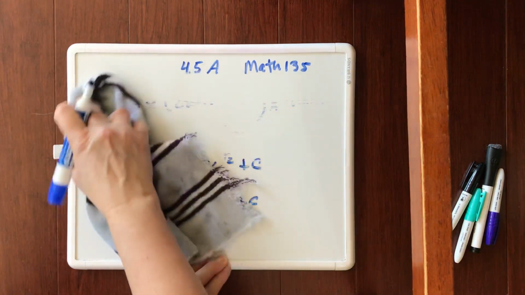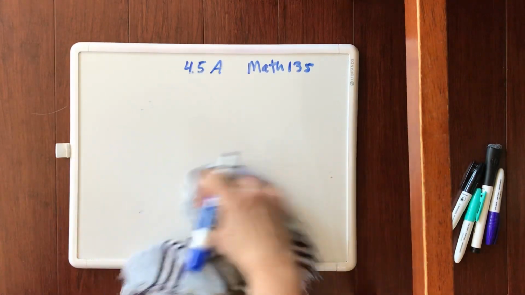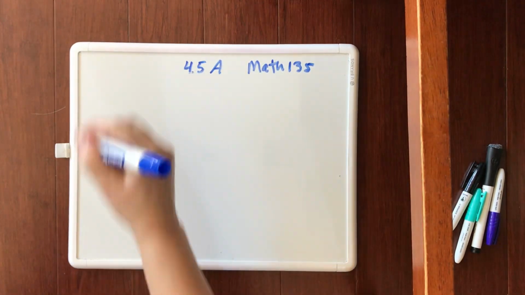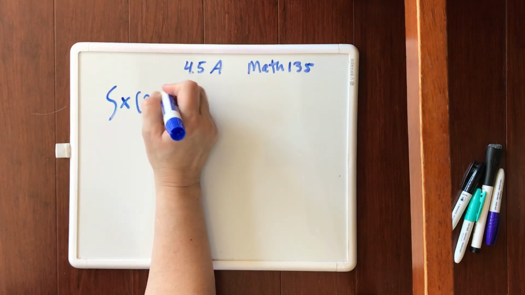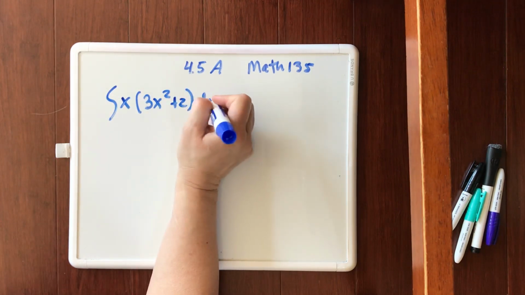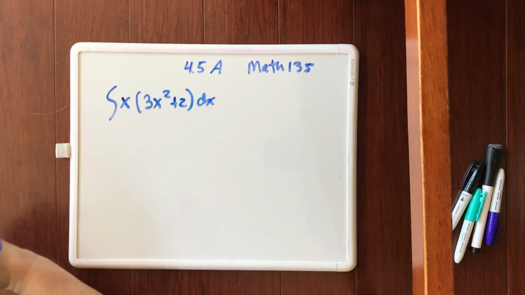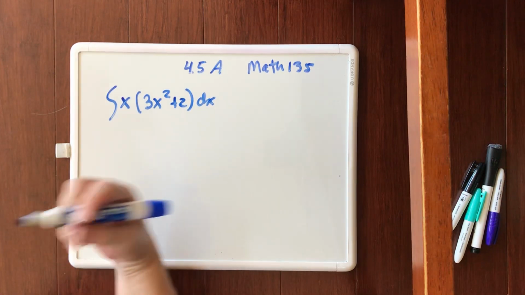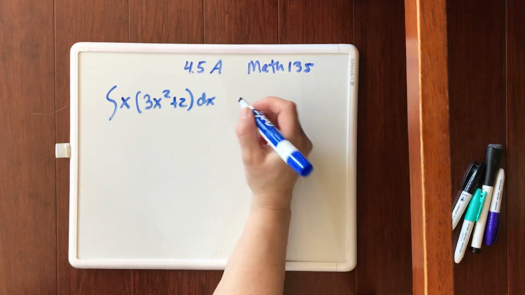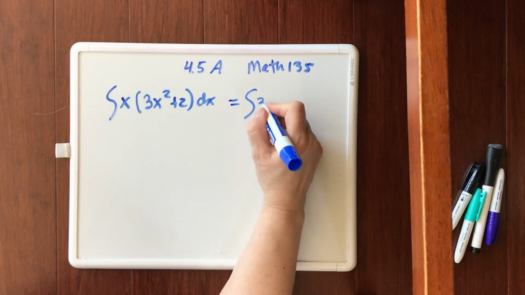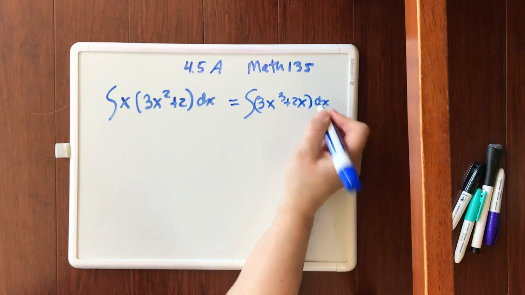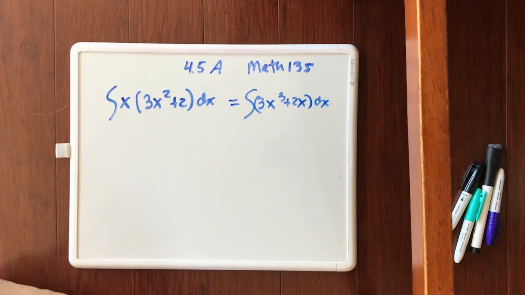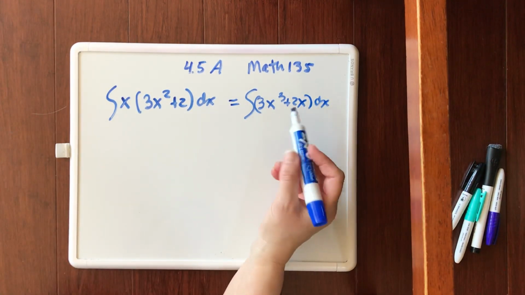Okay, let's do another one. We're going to integrate x times (3x squared plus 2) dx. Now we stop and look at this. What should we do next? Correct, we're going to go ahead and distribute. So we distribute, we get 3x cubed plus 2x dx. All right, now we can integrate this and integrate this.